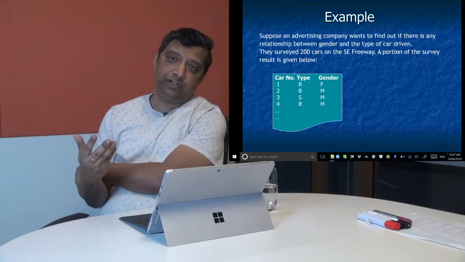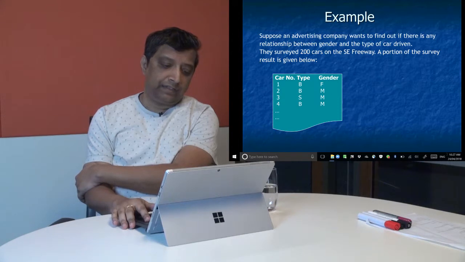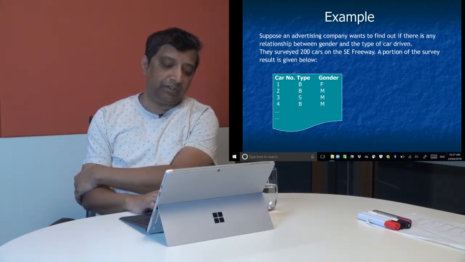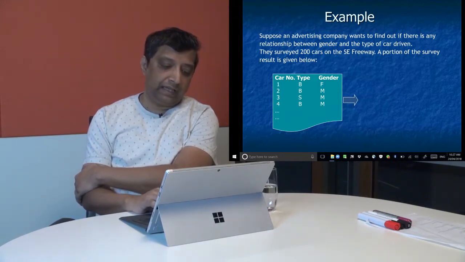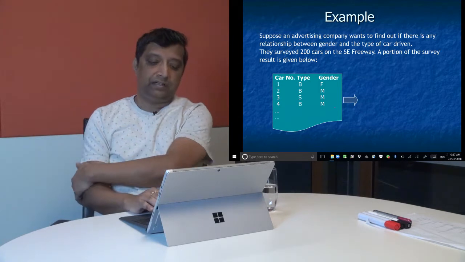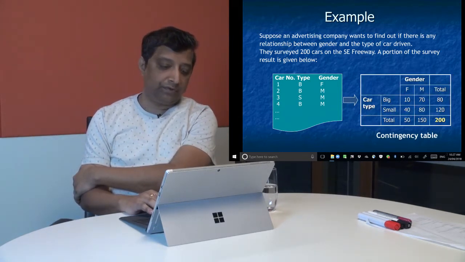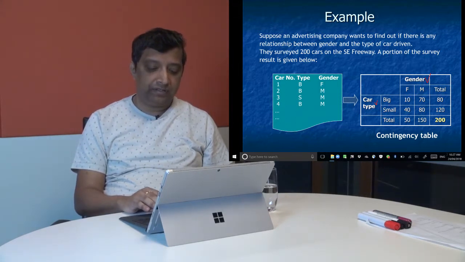So let's say the company has surveyed 200 cars on a particular freeway called SE or Southeast Freeway. And this is what the data looks like. They note the car serial numbers 1, 2, 3, 4, and then the type of the car, indicated by either big or small. B stands for big and S for small. They also note the gender of the person, whether it's a female or a male. Once we have gathered all the data, we put it in a frequency table here. You can see the frequency table has rows and columns because we have two different variables: one is gender, and the other is the car size or car type, in this case big or small. So all 200 people who were surveyed appear here.